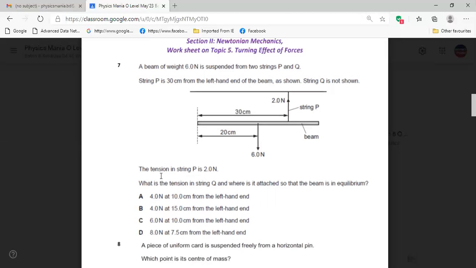Can you try this one? What should be the answer and explanation also?